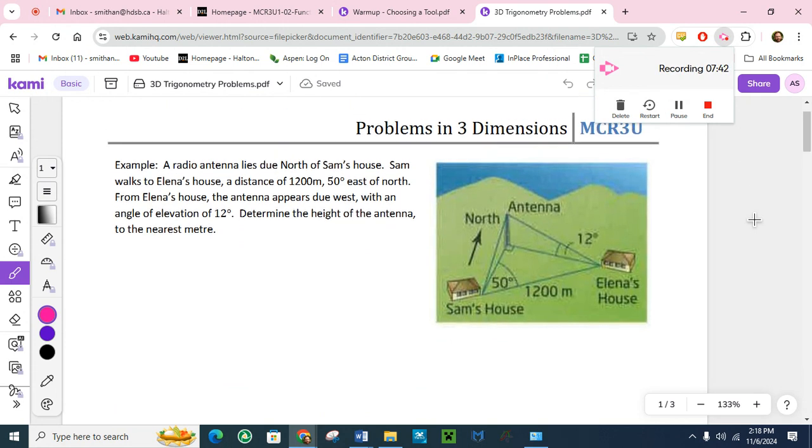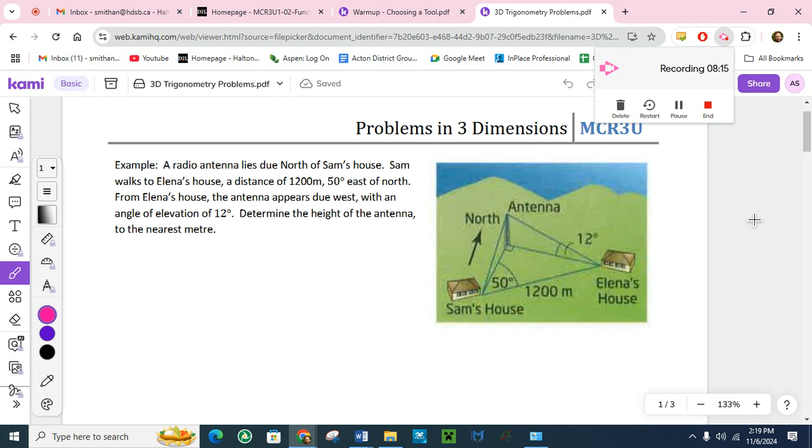Here is kind of the level of problem that is a 3U, guys listen up, a 3U level of problem where we're going to solve a 3D trig problem, this one involving three triangles. So it is a 3D scenario. Sam's house, Elena's house, and this point where the right angle are, they're all on the ground. And this antenna is sticking up out of the ground. It's a 3D problem on a 2D piece of paper.